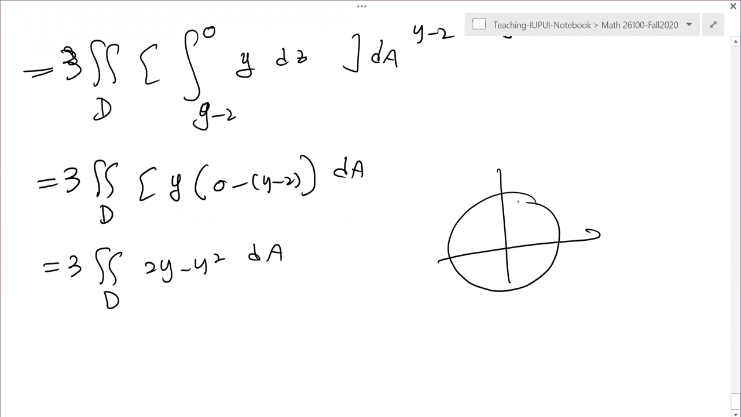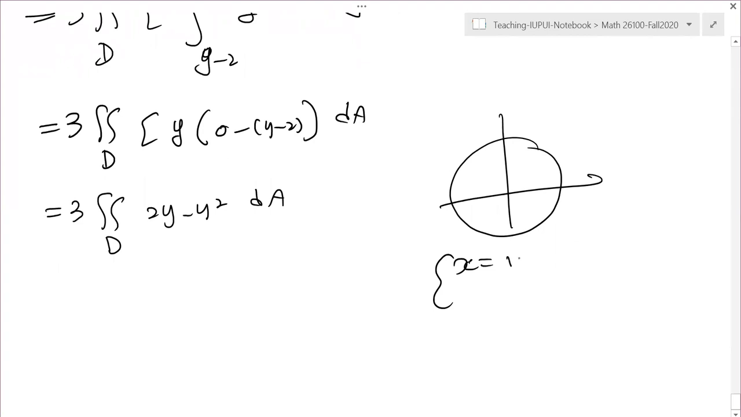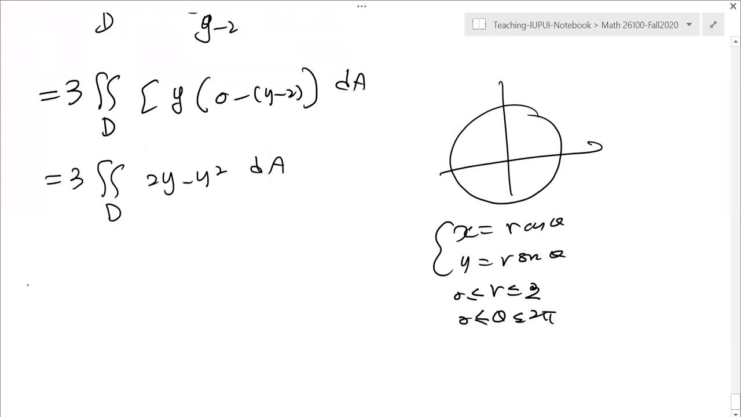So for the disk, it's better to use polar coordinates, okay? So x is going to be r cosine theta, y equals r sine theta. R is between 0 and 2, theta is between 0 and 2 pi, okay? And that is my D prime, right? Yeah, so that's a double integral. I'm not in a big hurry to change the iterating. 2y is 2r sine theta, right? Minus r squared sine squared theta.